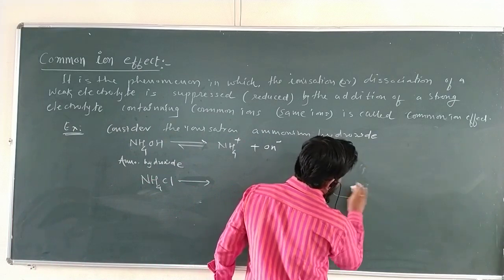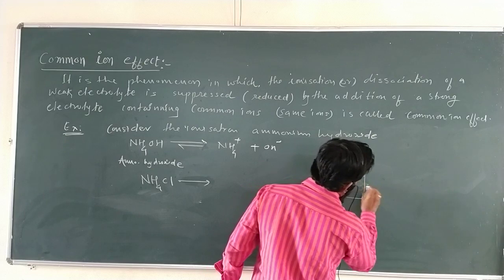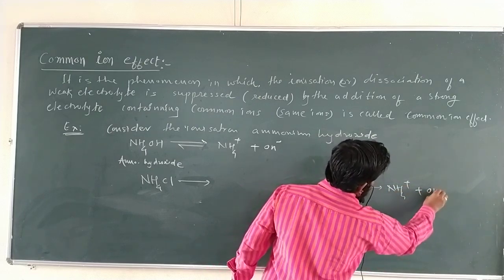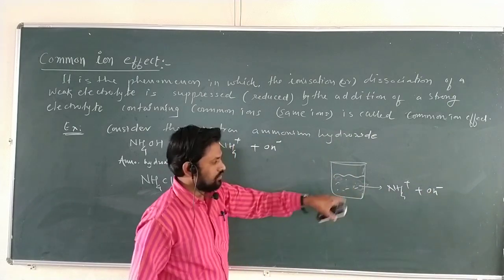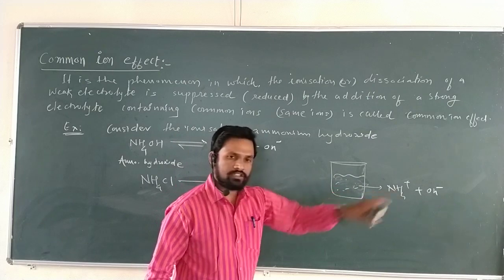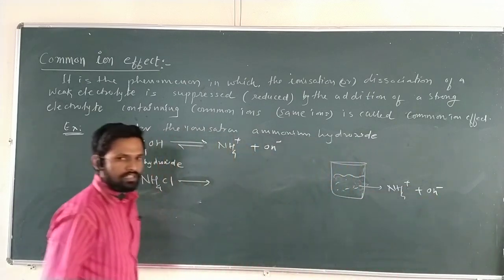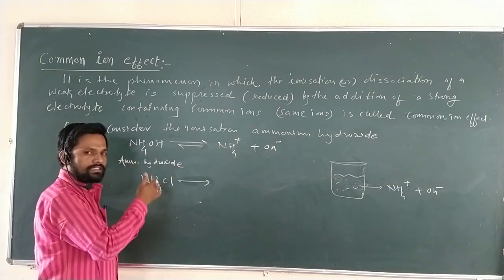For your convenience, this is a very important concept. For example, this is a solution containing NH4 plus and OH negative. It means ammonium hydroxide is taken. It is a weak electrolyte. Into the aqueous solution, ammonium hydroxide is taken, which contains NH4 plus and OH negative. Now what do we have to do? The ionization of ammonium hydroxide can be decreased.